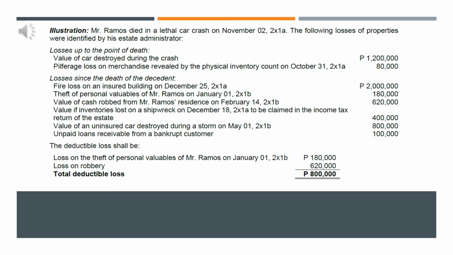We have losses since the death of the decedent. Okay. So, we have fire loss on an insured building. Okay, meron na tayong keyword, insured pala to. That's 2 million. So, meron na tayong hint saan hindi to kasama. Kasi may insured. Okay, may insurance. Theft of personal values of Mr. Ramos on January 1. It could be, kasi nga, ayan, casualty loss ito. Value of cash robbed from Mr. Ramos residence February 14. So, 620. Loss on robbery yan. Pwede natin yung i-include as casualty loss.